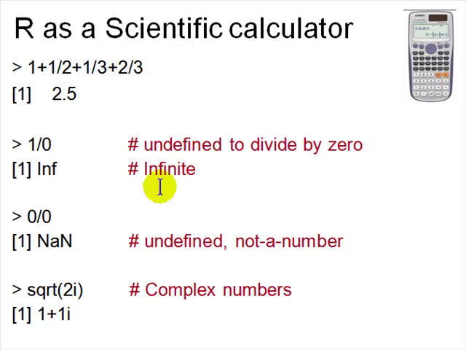You can also use it as a scientific calculator, which is not easy a lot of times to do. Of course Google also does all this stuff, but you're going to use R for the time being. You can say 1 plus 1 by 2 plus 1 by 3 plus 2 by 3, and these are fractions. So R says 2.5 because this is 1.